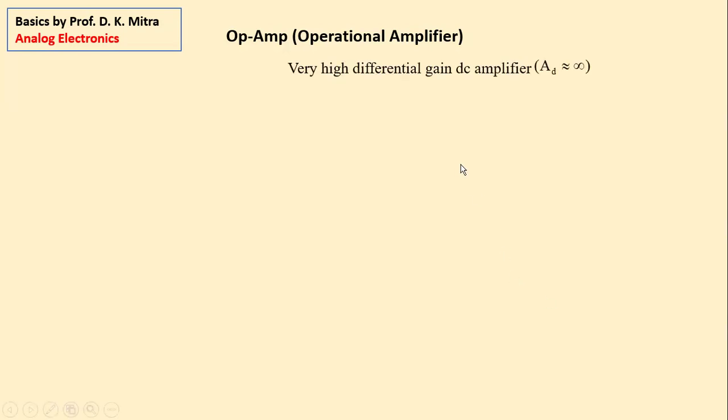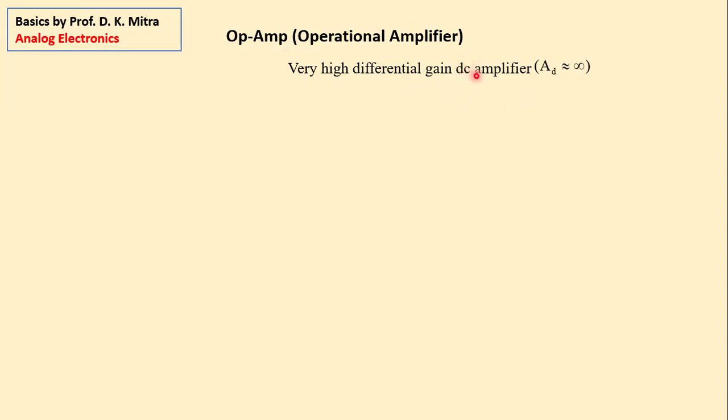Now what is it basically? Op-amp basically is a very high gain, very high differential gain DC amplifier, AD. Differential gain, which we discussed in our last lesson, in nowadays integrated circuits that you get in the market, you can consider infinite, right? And this is a differential gain. We are not talking about common mode gain, because if you give the same input to the two terminals of the amplifier, the output will be zero.